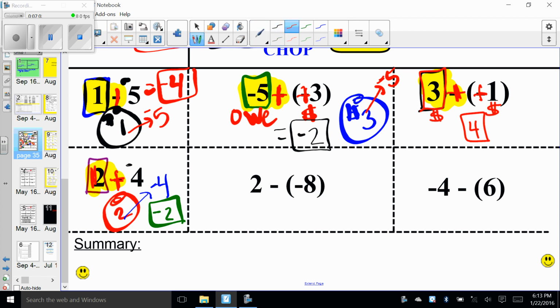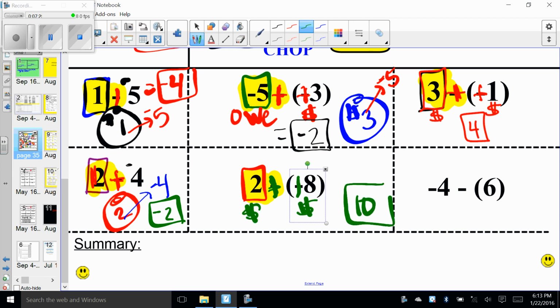All right, next problem here. So we're going to stop. We're going to chop. So stop, chop. We have these guys right here. We have +2. We chopped it. We take a look at the sign of the second number. Right now it is a -8. So we're going to have to chop it to the opposite. We're going to chop right through the opposite and make it positive. So this is $2 in the bank and $8 in the bank means I have $10 in the bank now that it's an addition problem.